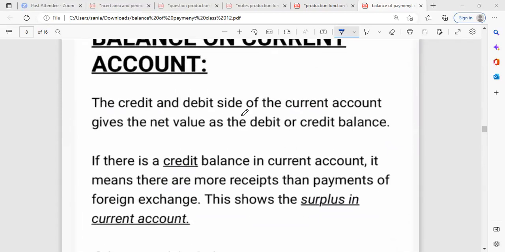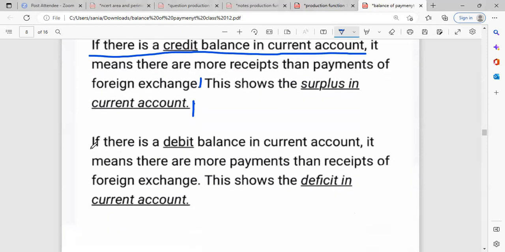You'll be writing the credit and debit side of the current account, which gives a net value of debit and credit balance. Then you will write: if there is a credit balance in the current account, this shows a surplus of the current account. And if there is a debit balance in the current account, this shows a deficit of the current account. Clear?